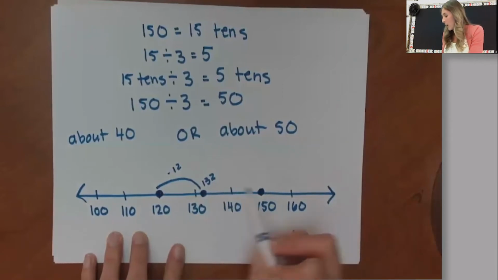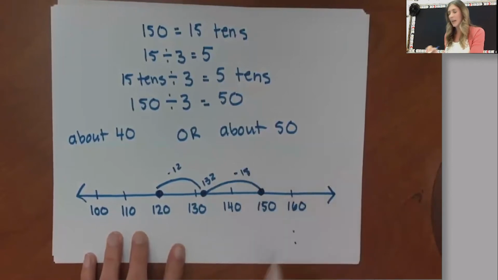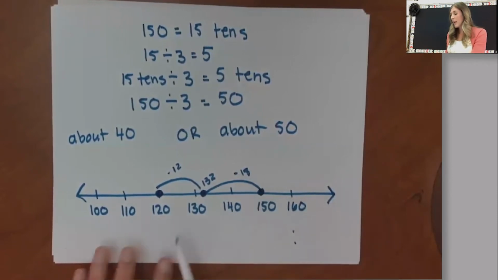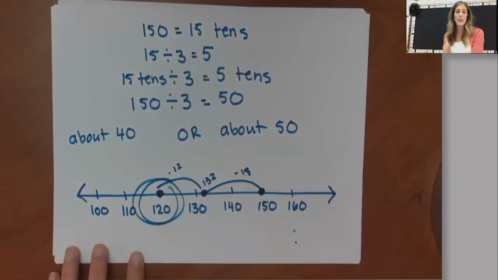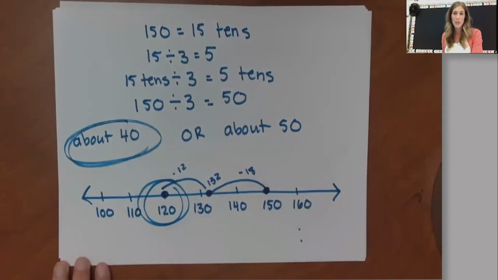We know that 150 is a difference of 18. So we can see that 120 is closer to our original dividend, so that means our estimate of about 40 beats per minute is the better estimate.